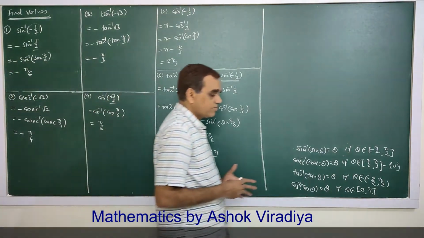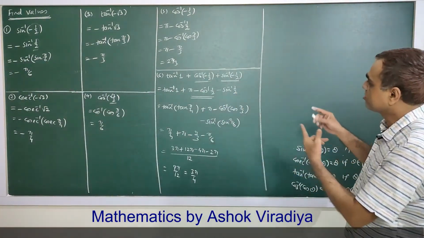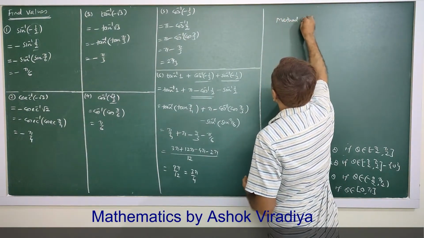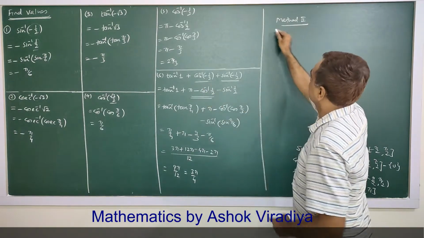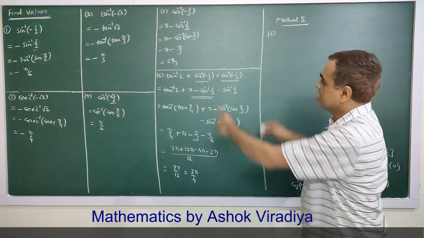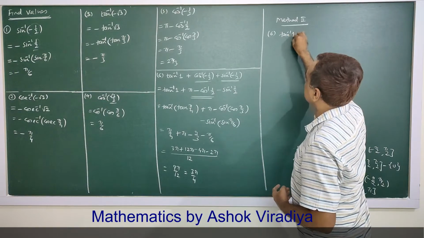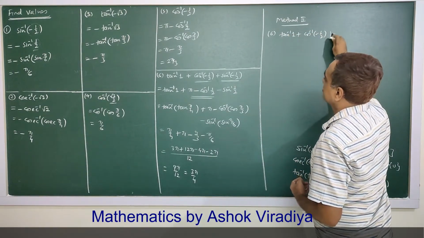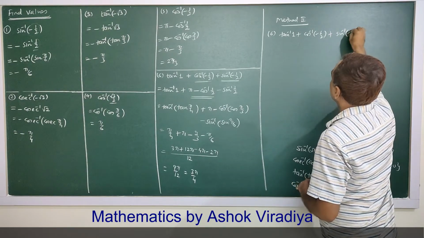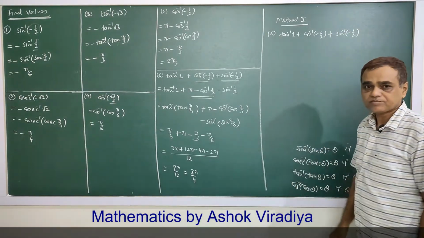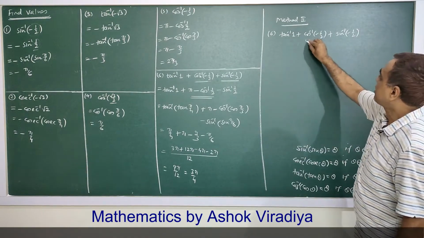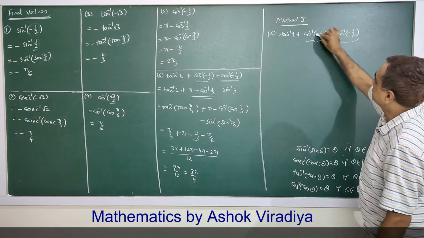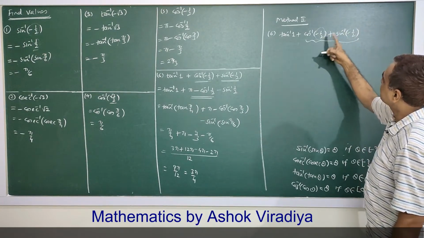Now see, this question can also be solved by another method. Same question, tan inverse 1 plus cos inverse minus half plus sin inverse minus half. Look at this part, see these numbers are the same, minus half, minus half.